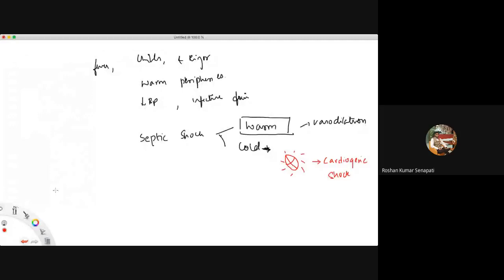So the warm phase is when you have some amount of infection. When there is an increased infection that overwhelms, it goes into the cold phase. It is basically the progression of the disease. So it goes from warm phase to cold phase and ultimately leads to death of the person.